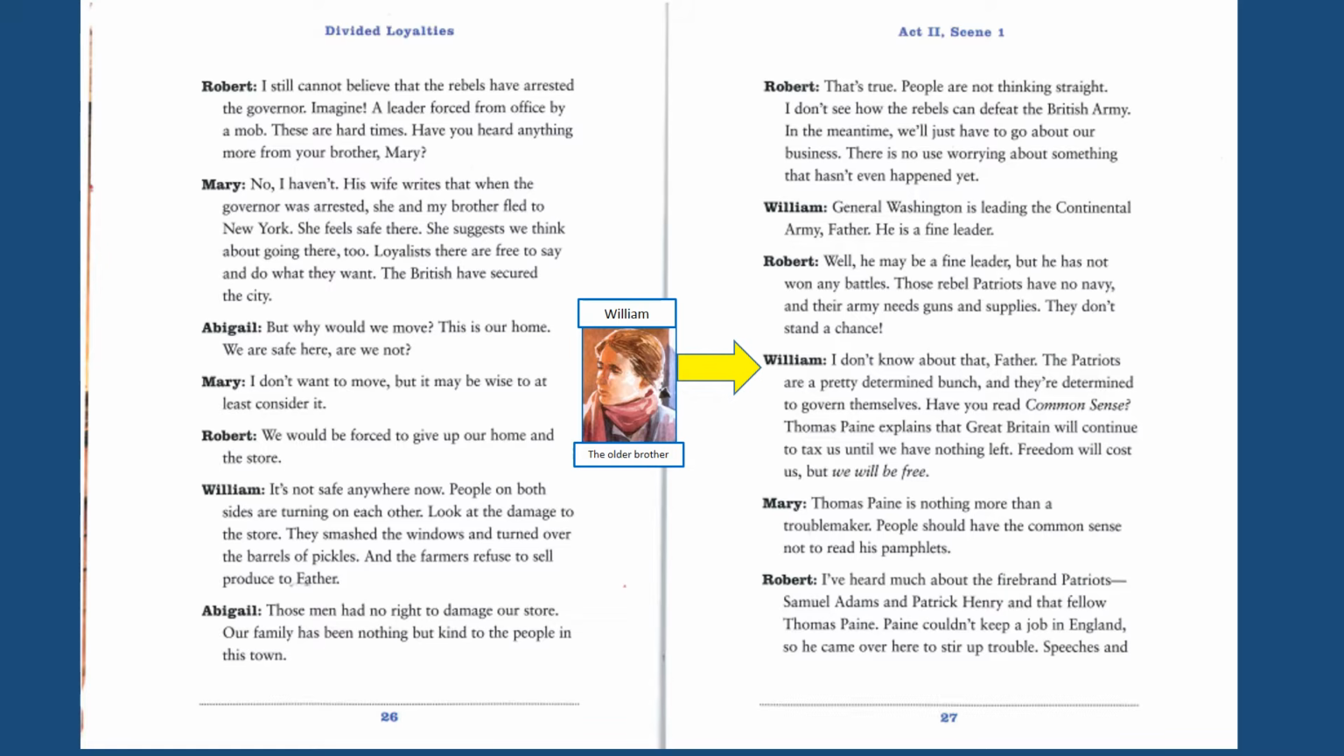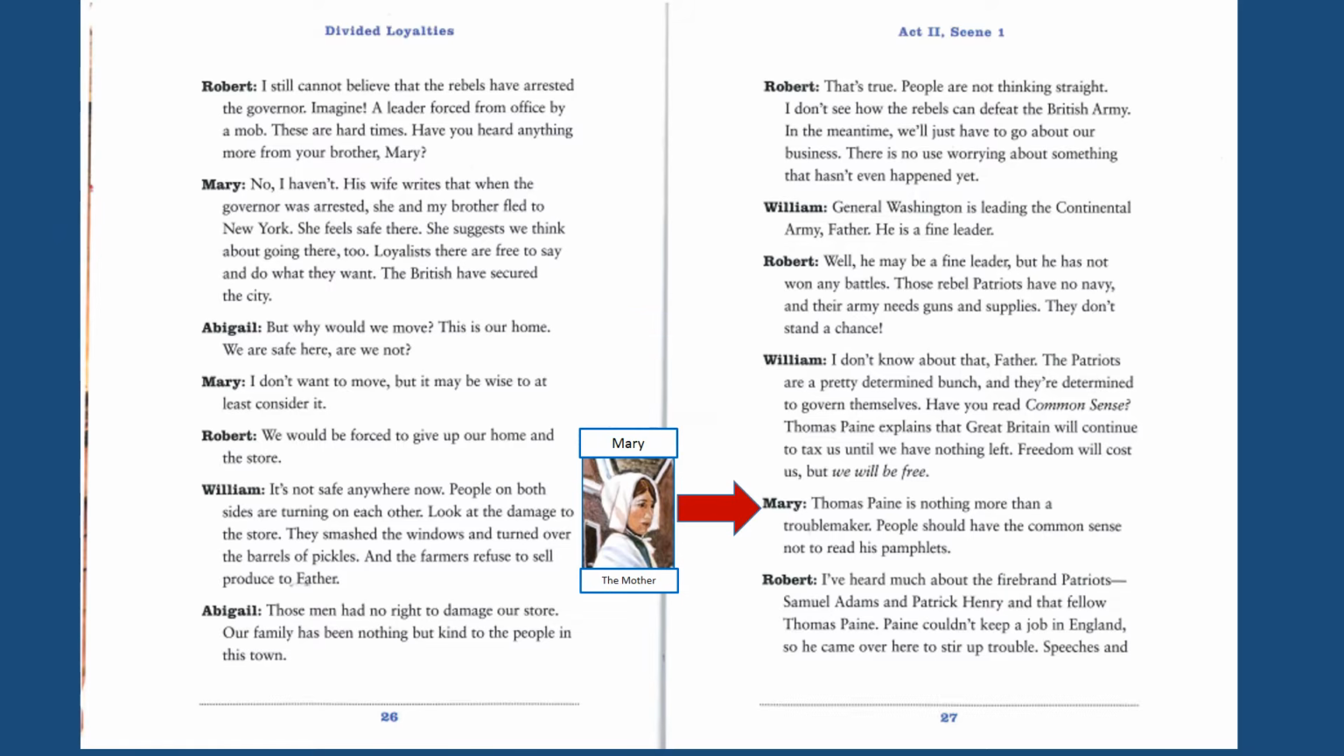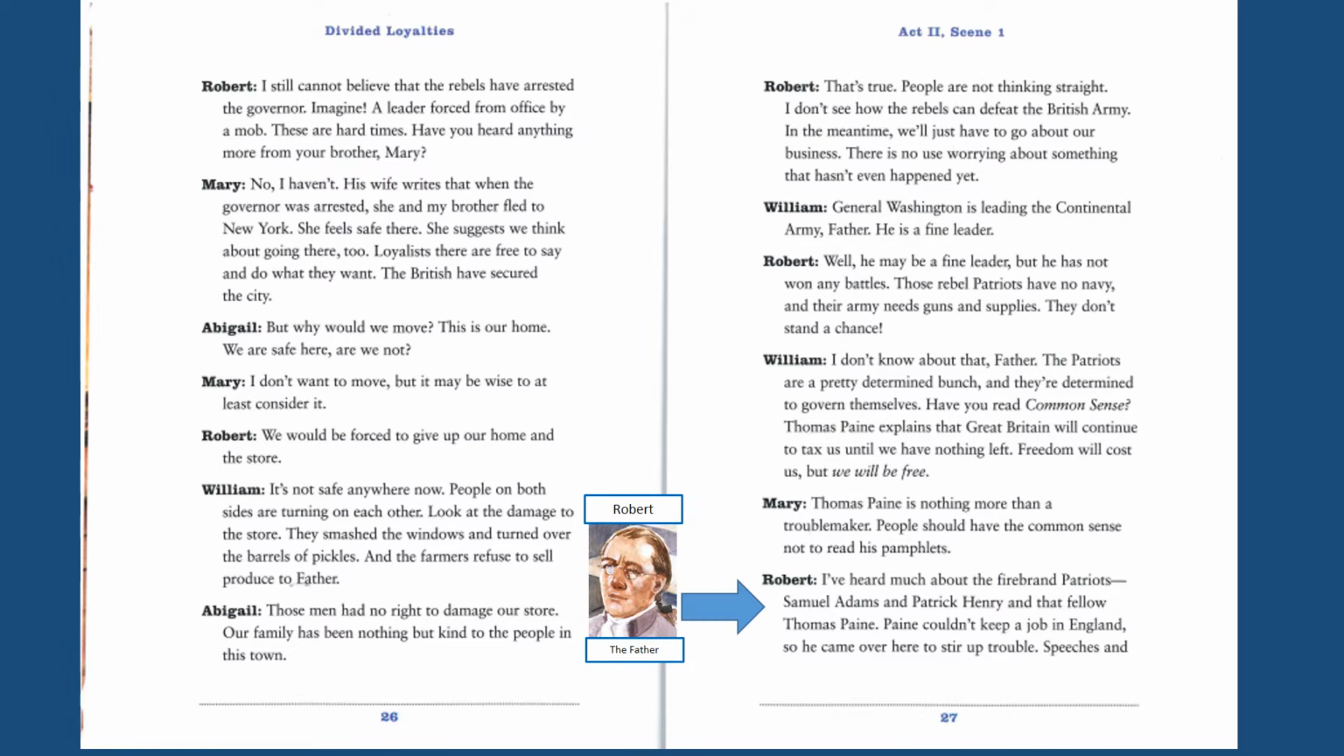Have you read Common Sense? Thomas Paine explains that Great Britain will continue to tax us until we have nothing left. Freedom will cost us, but we will be free. Thomas Paine is nothing more than a troublemaker. People should have the common sense not to read his pamphlets. I've heard much about the firebrand patriots, Samuel Adams and Patrick Henry and that fellow Thomas Paine. Paine couldn't keep a job in England, so he had to come over here to stir up trouble.